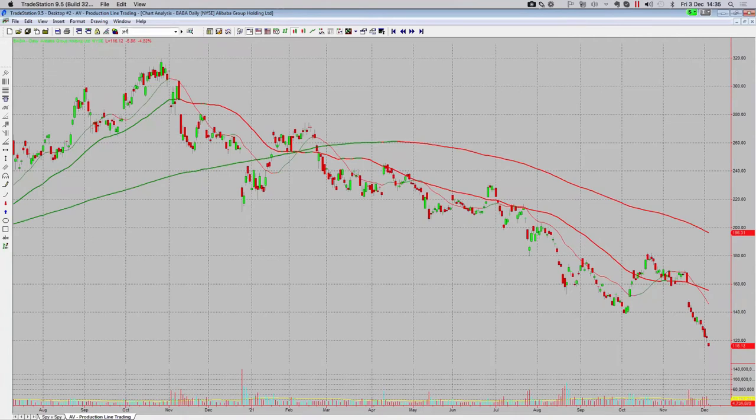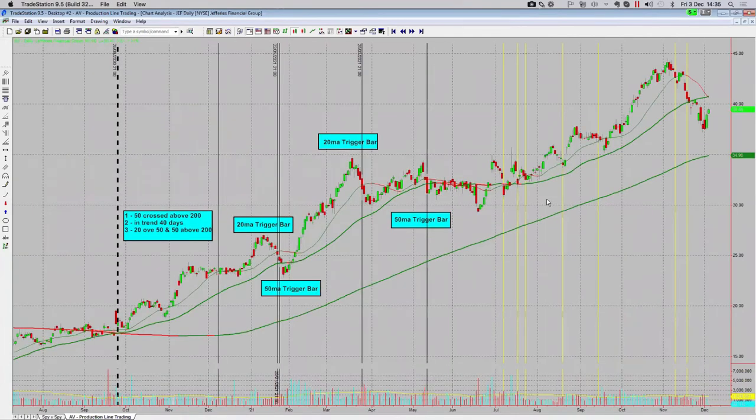Back to Jefferies, JEF. What I'm trying to do is recognize what the trend is, because as we just said, if I know that the trend is up, I can start to quantify a dip buying opportunity. Let's do it. There's four rules for us. Number 1, the 50-period moving average needs to be above the 200.